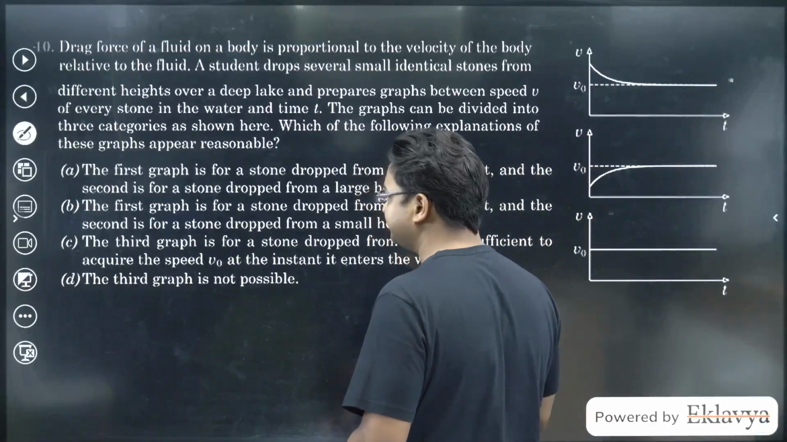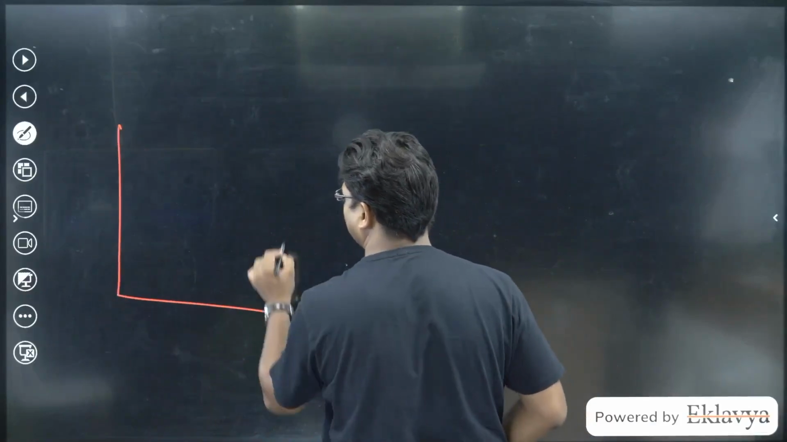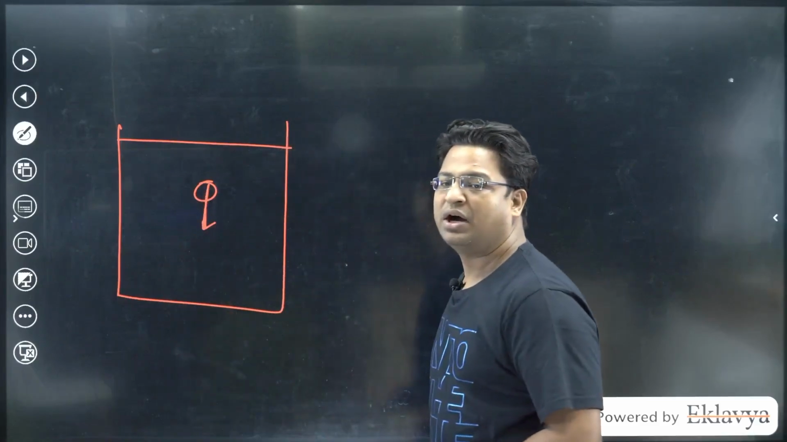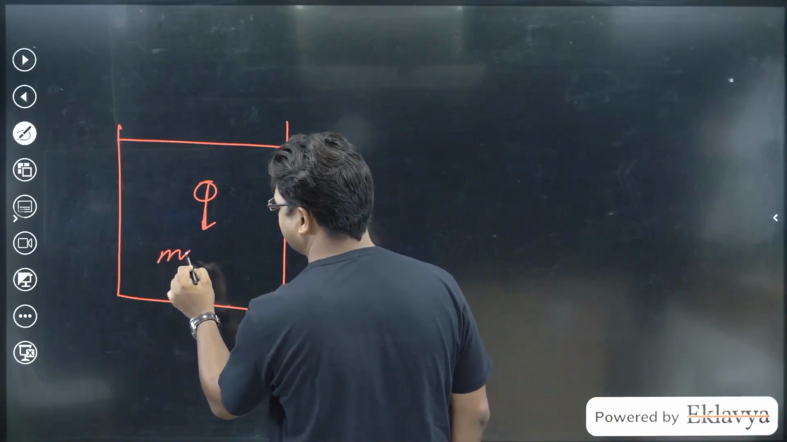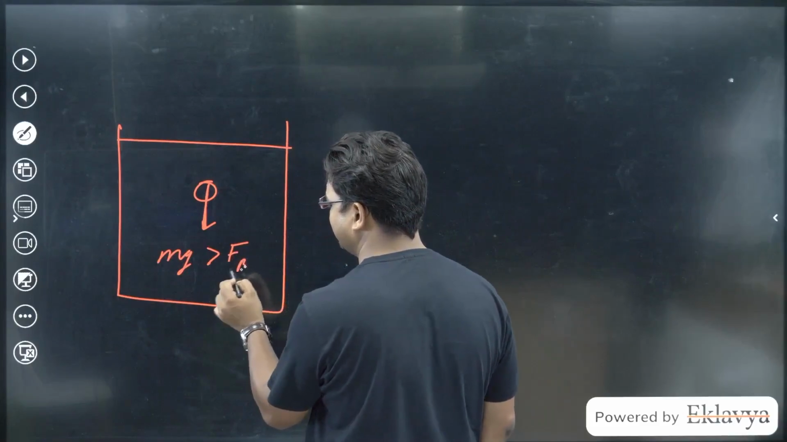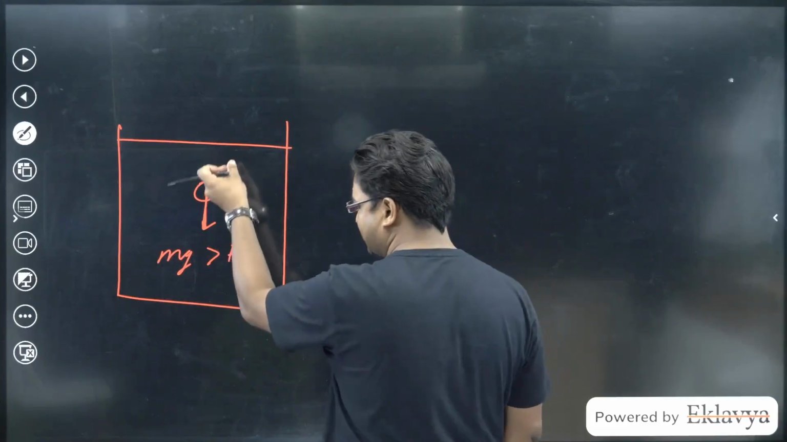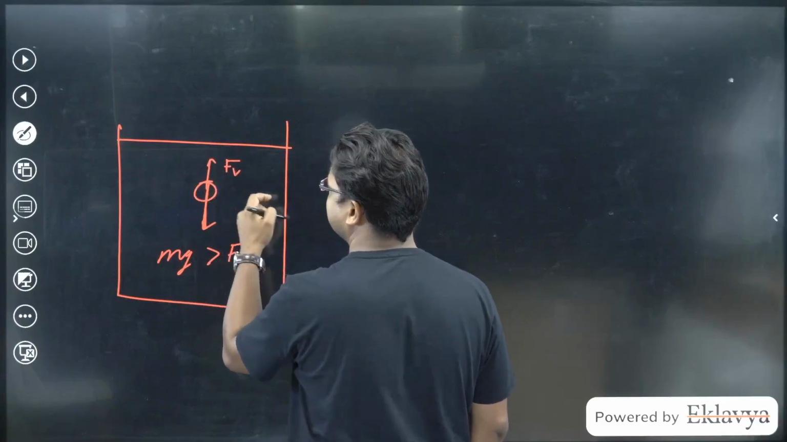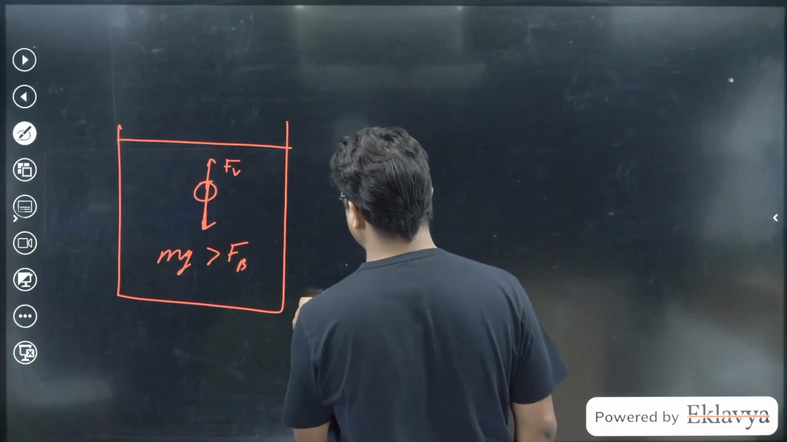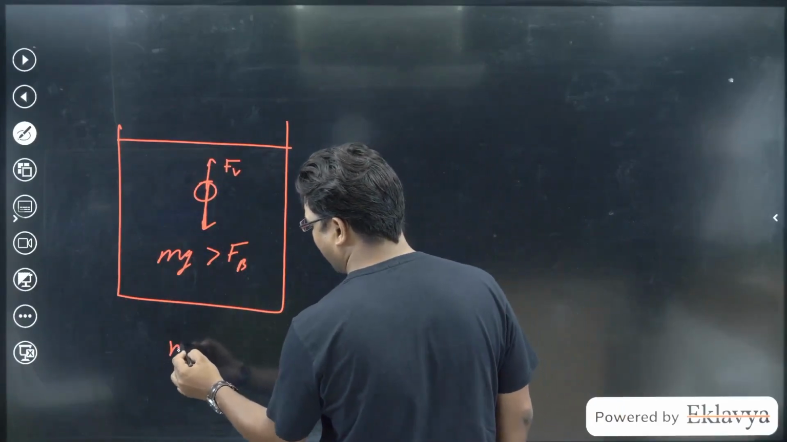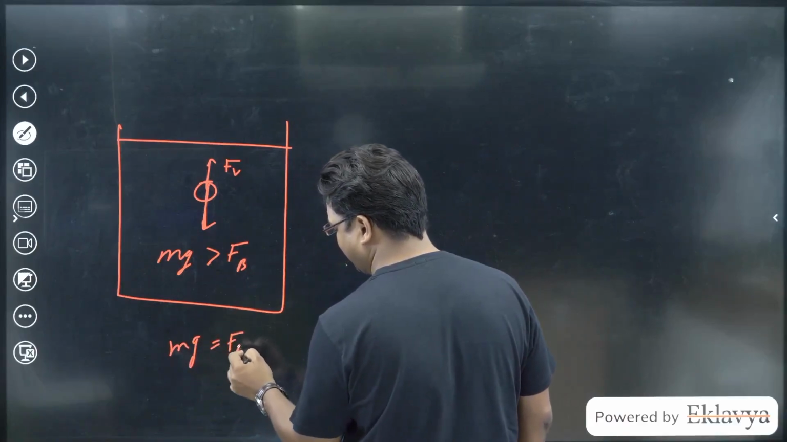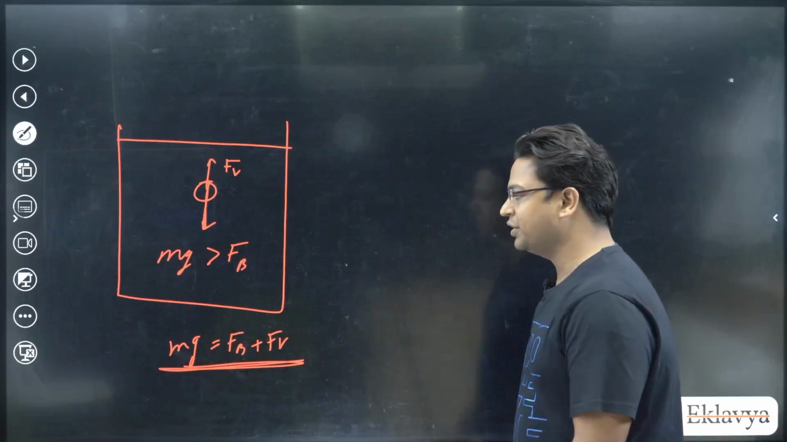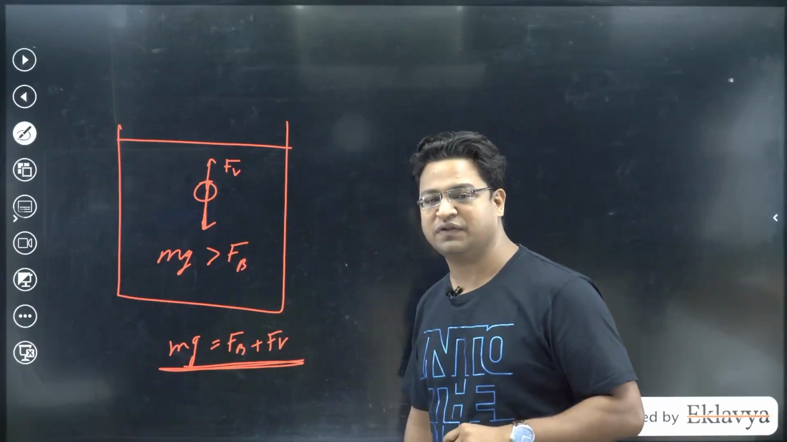See, when a stone moves in a liquid, if mg is more than buoyant force, which is usually the case, then it starts accelerating downward. As it accelerates downward, a viscous force develops, and then it acquires a terminal velocity when mg becomes equal to the buoyant force plus the viscous force. So at this point of time, the stone starts traveling with a constant velocity.